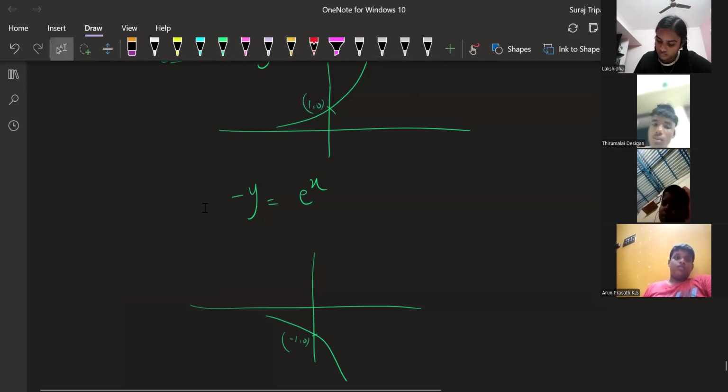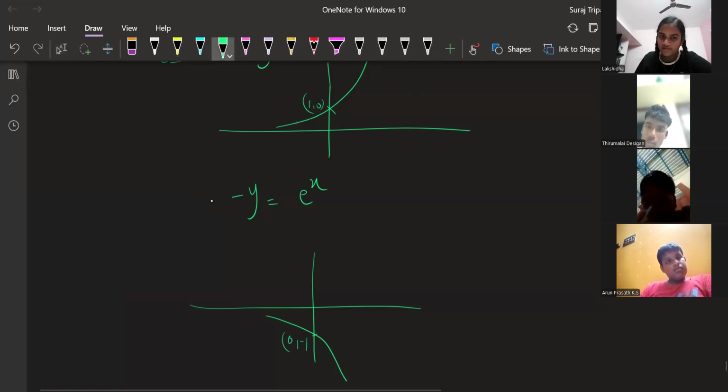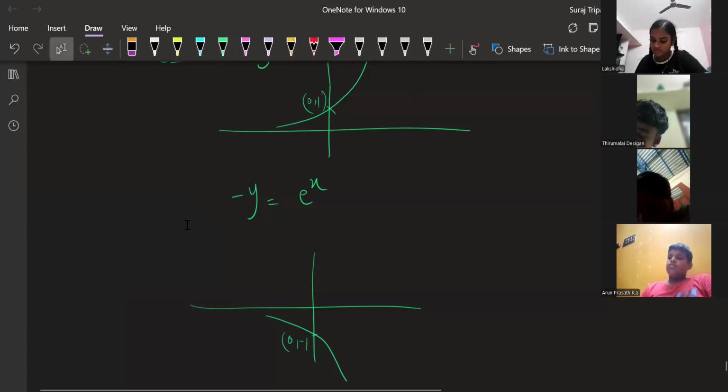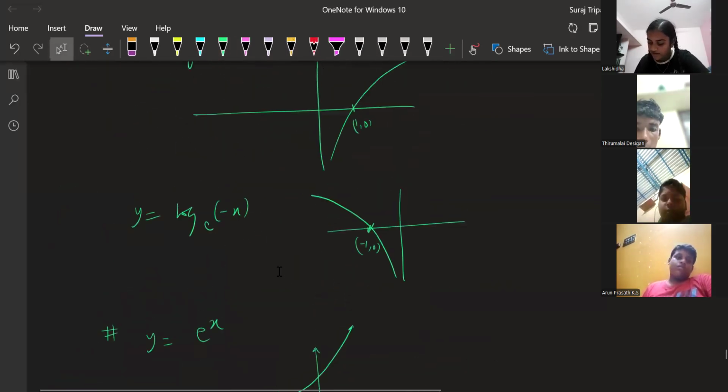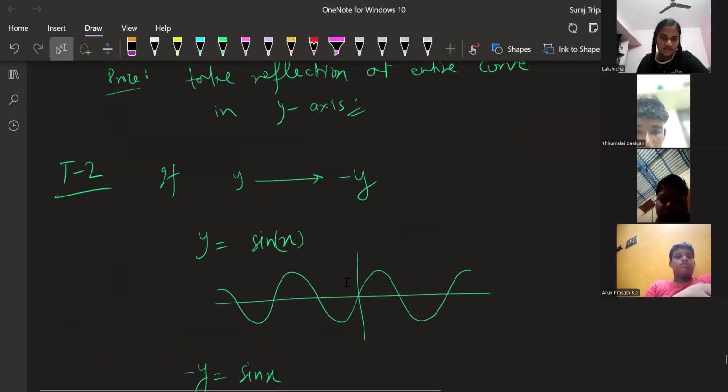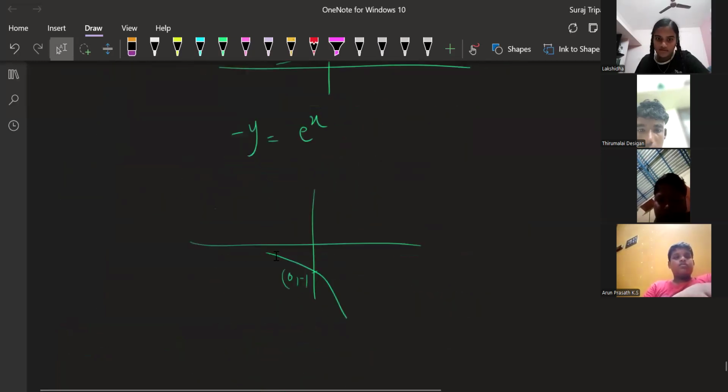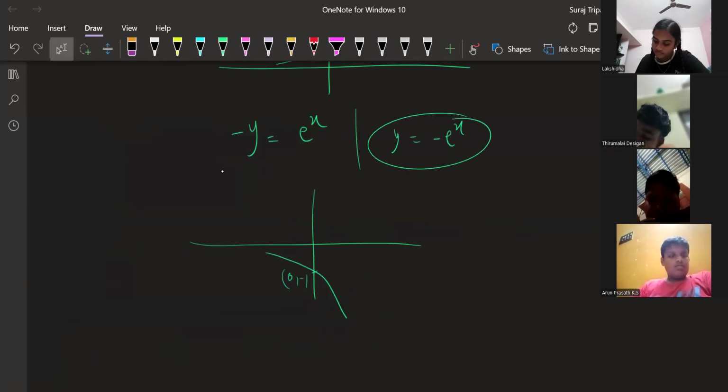Now any doubt? Oh yes, 0 comma minus 1. Here 0 comma 1. Anything else also? Yes. The graph of minus y equals e raised to x, you can also write down as y equals minus e raised to x. Both are the same thing.